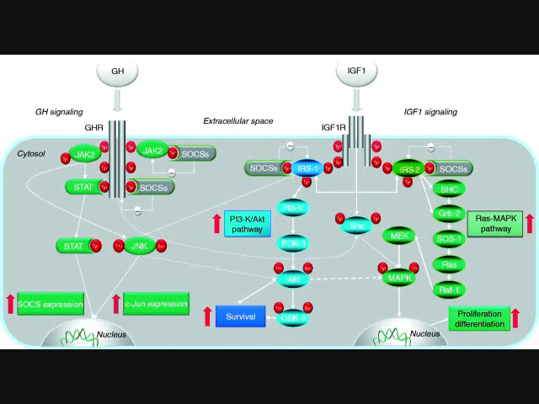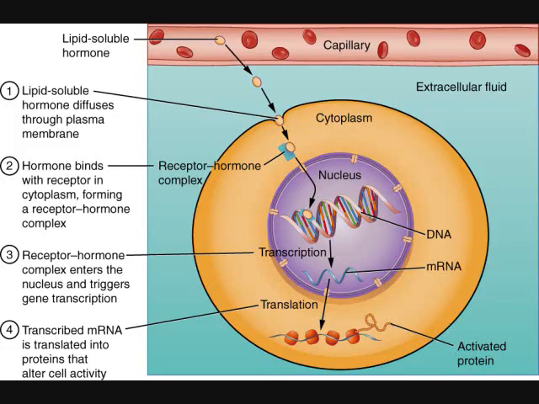HGH is able to carry out its purpose by connecting to growth hormone receptors on cells, where it signals the nucleus to increase uptake of amino acids.